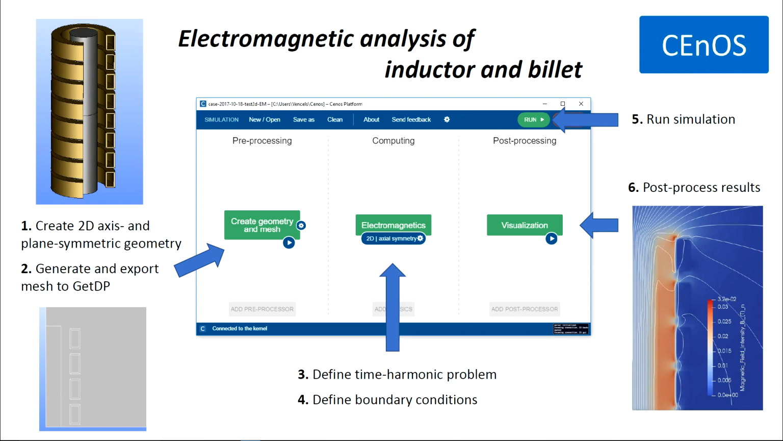This tutorial will be divided in 4 parts. The first part will cover creation of geometry. The second part will cover generating mesh and exporting it to the electromagnetic solver. The third part will be related to defining our electromagnetic problem. And finally, the fourth part will cover post-processing results. So let's begin with the first step.